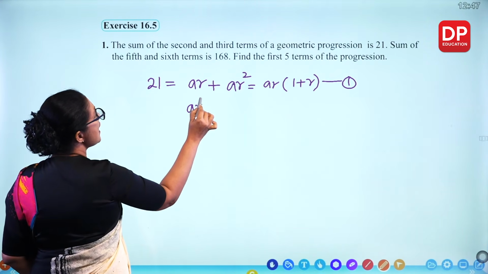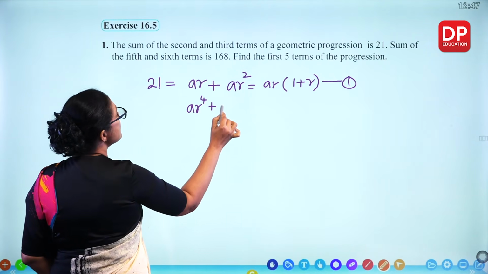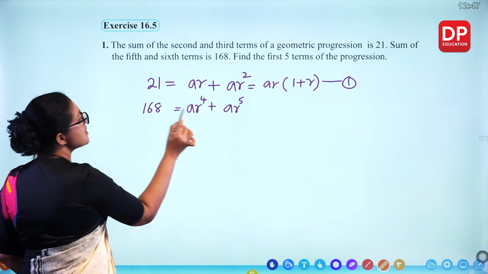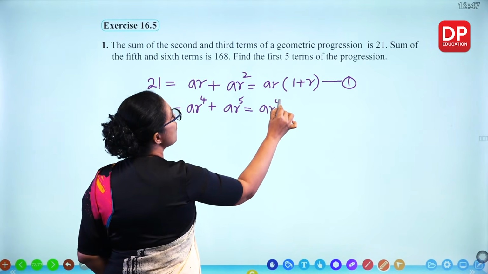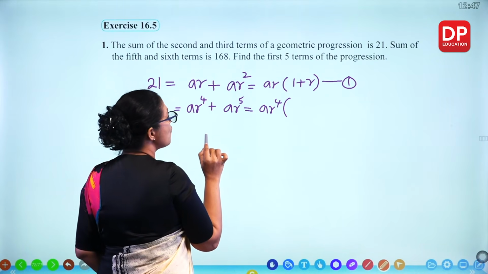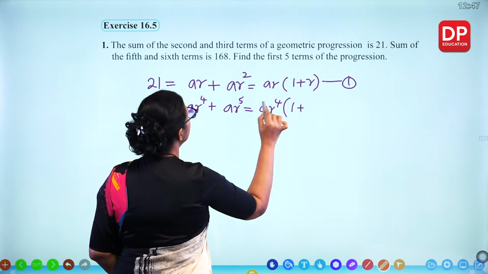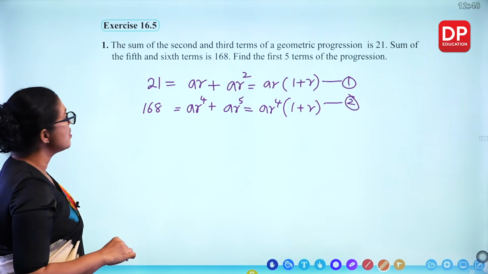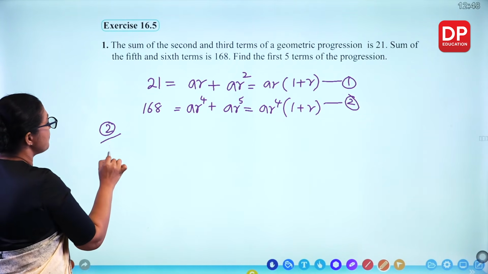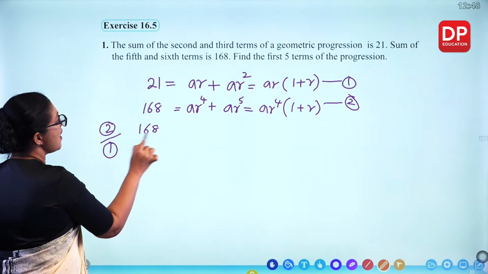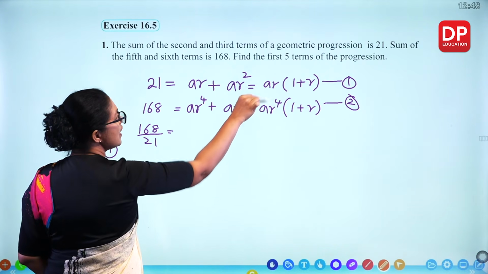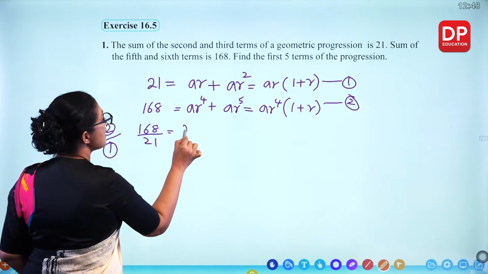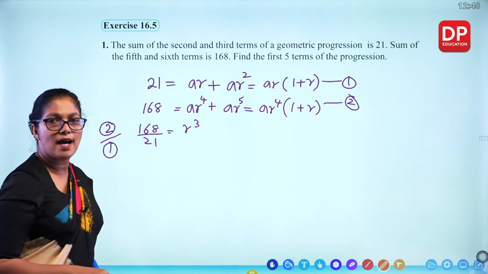The sum of the fifth term, AR to the power 4, and the sixth term, AR to the power 5, is equal to 168. I can take AR to the power 4 out, and I get 1 plus R. That's my second equation. Now divide 2 by 1. 168 divided by 21 is equal to, A gets cancelled out, and R to the power 4 divided by R, I get R to the power 3, and 1 plus R gets cancelled out.